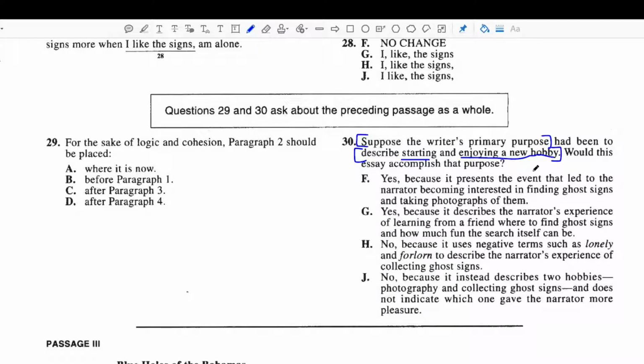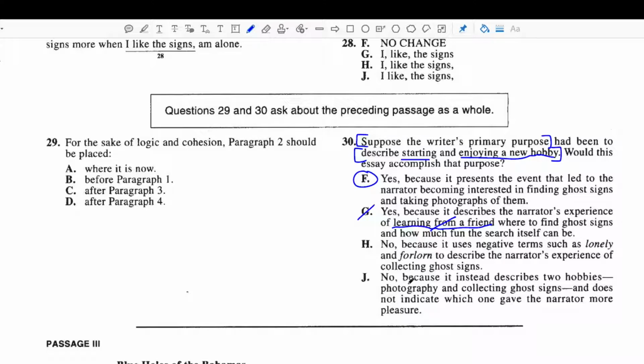Yes, because it presents the event that led to the narrator becoming interested in finding ghost signs and taking photographs of them. Yes, that's true. Let's just read answer choice G, because it describes the narrator's experience of learning from a friend where to find ghost signs. Well, does it say that the narrator was learning from a friend? It doesn't. It mentions a friend in the 4th paragraph, so if you weren't reading carefully, that might have been a decoy answer. But we know that's not the case, so answer choice G is wrong, leaving us with F because we know the answer is yes rather than no.